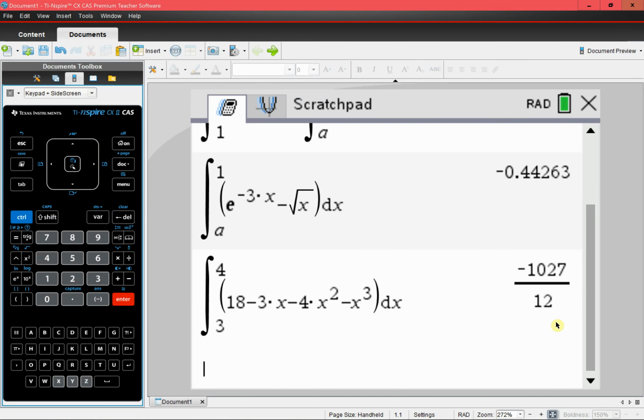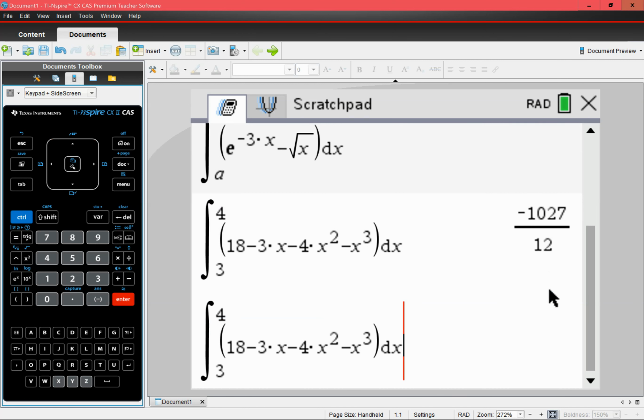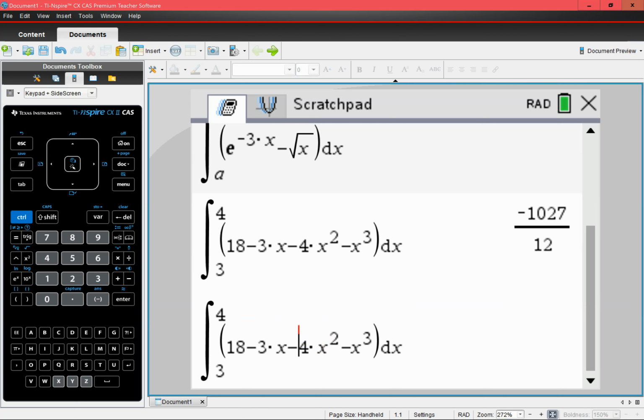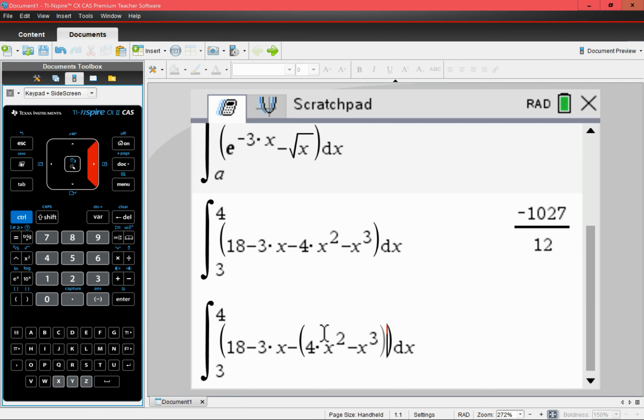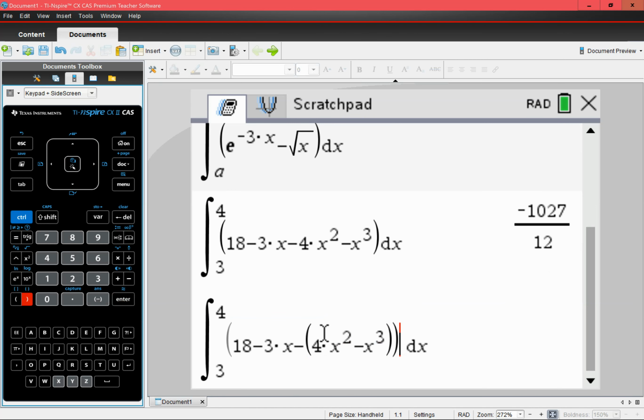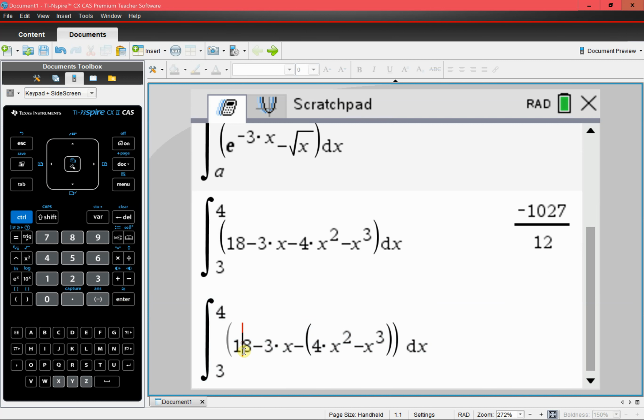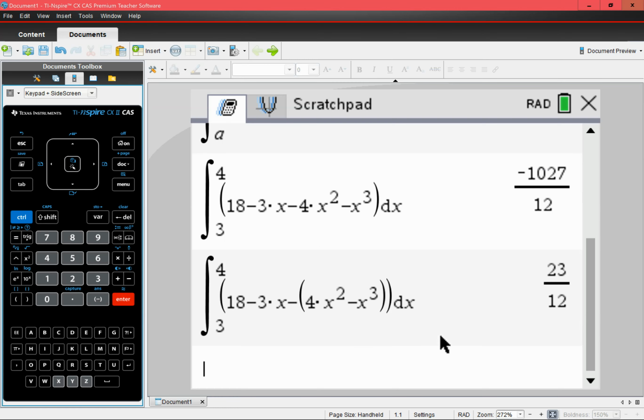But we got a negative answer. Well, we shouldn't get a negative if we do top minus bottom, so what did I do wrong? Hopefully you saw it as I was typing it out. Well, the issue is I had sloppy parentheses. I don't want to just subtract 4x squared. I need to subtract this entire quantity. So we need an extra set of parentheses right here. That way it shows that we're doing our first function minus the entire second function. Otherwise, you will not get your right answer.